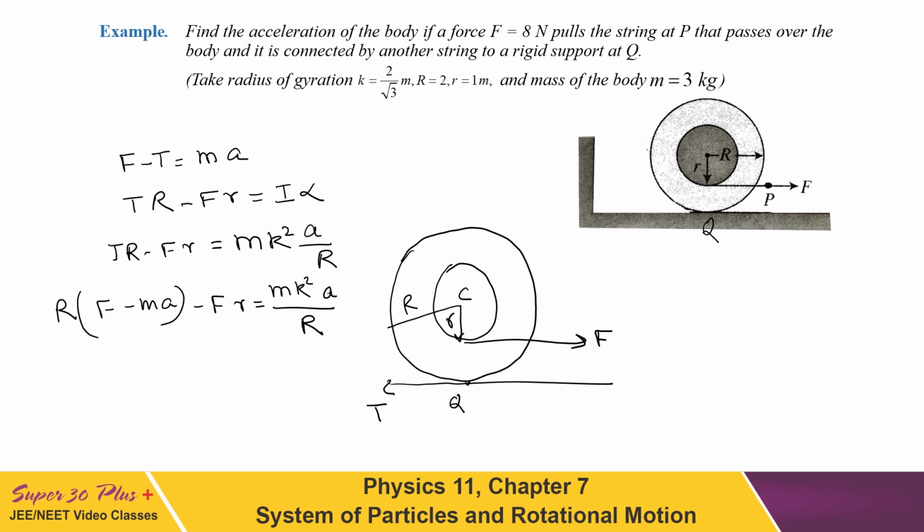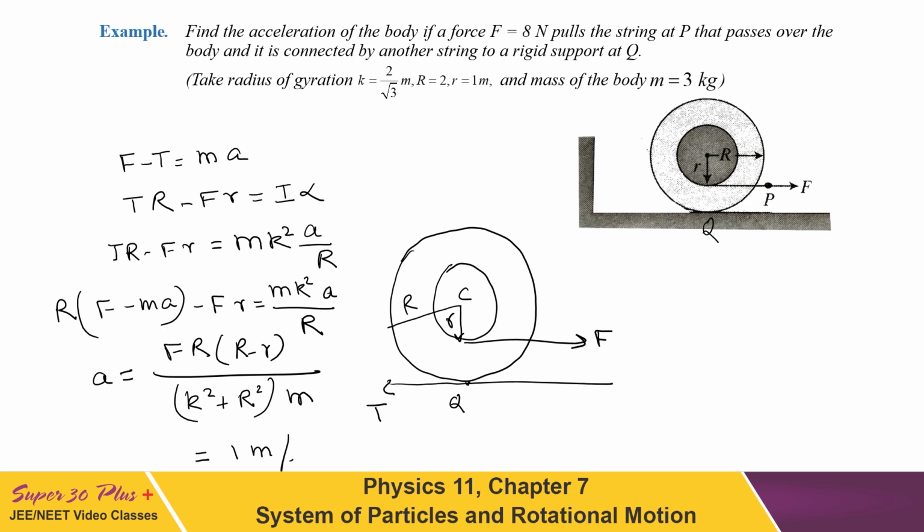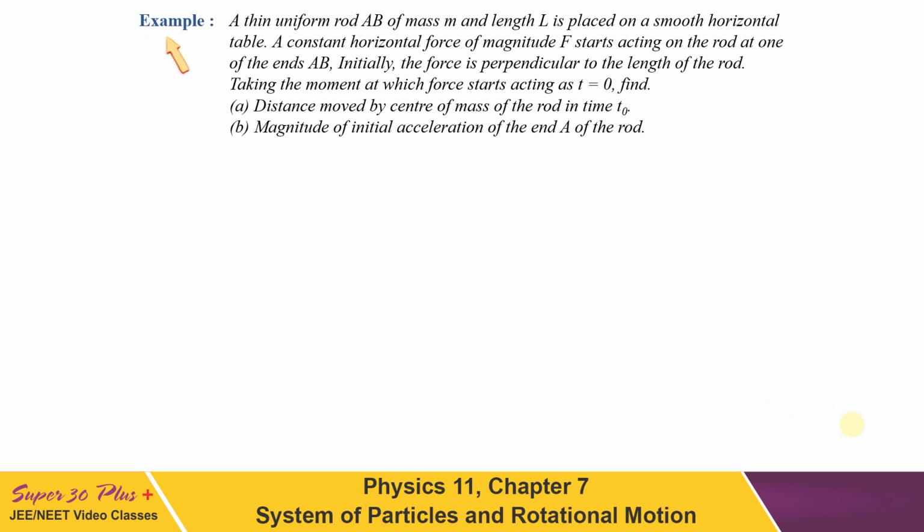And on further solving, a will finally come out to be F(R minus r) divided by (K squared plus R squared) multiplied with m. On substituting all the numerical values, it will come out to be 1 meter per second squared, which is our final result. One more question I have.